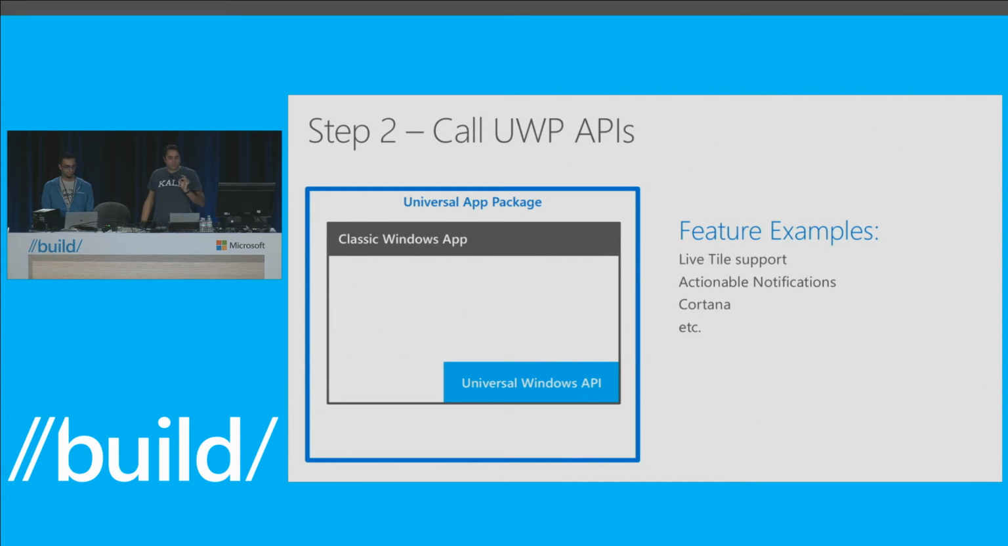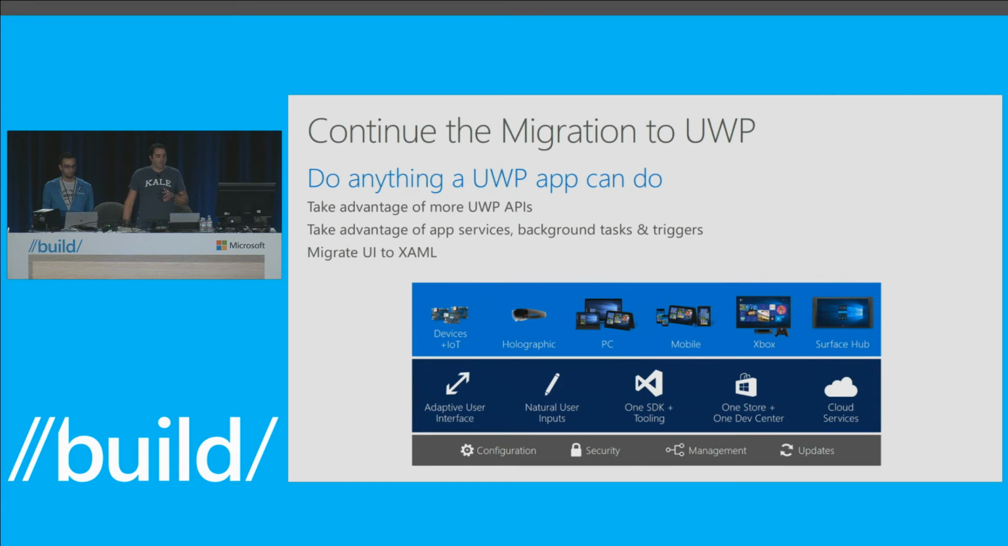So the very next thing we'll talk about is just calling UWP APIs from your app. I mentioned live tile, stuff like that.